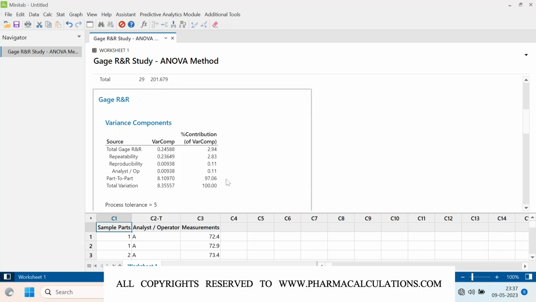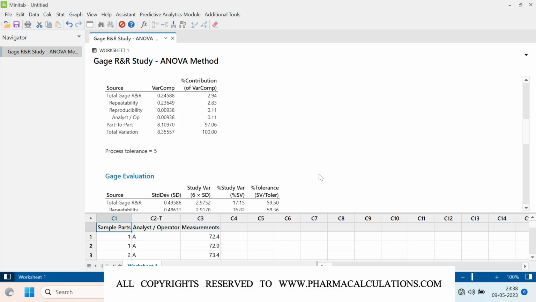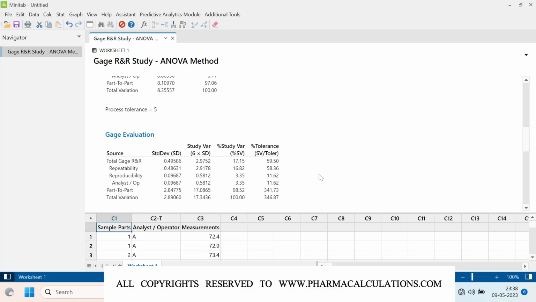And the major variations are being attributed to the part to part. That means whatever samples you have collected, there is a variation in these samples. So what we have to do is focus on the process so that the variations in the metal, or the uniformity in the metal, can be improved. And coming to this gauge evaluation, here we need to identify this percentage study variance. And in this percentage study variation, we have to check this part to part and the total Gage R&R.